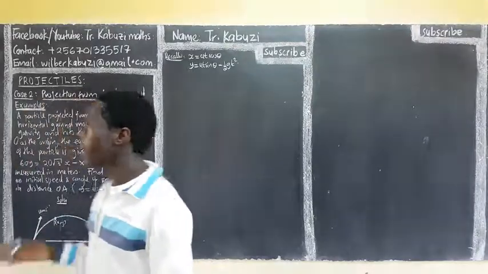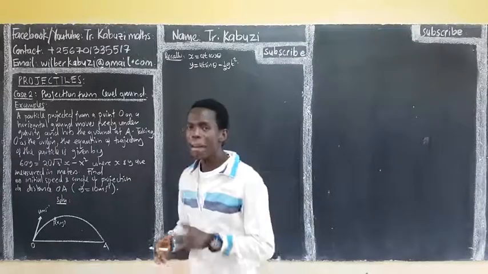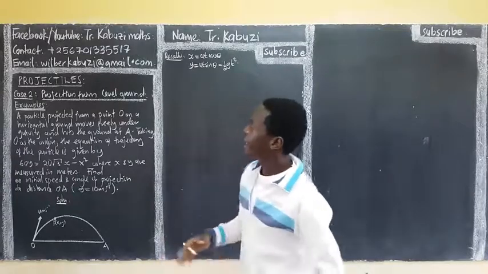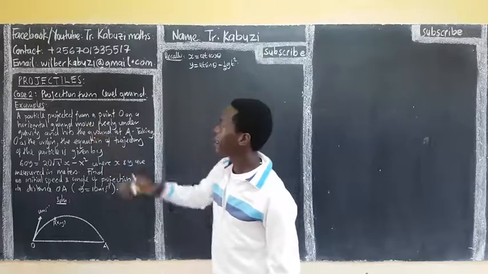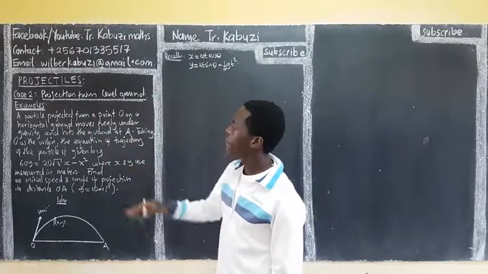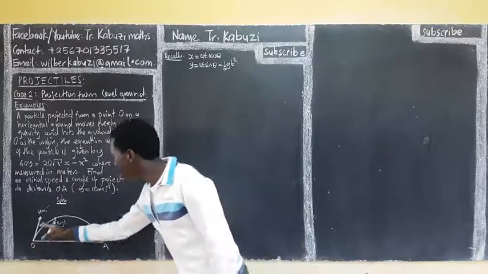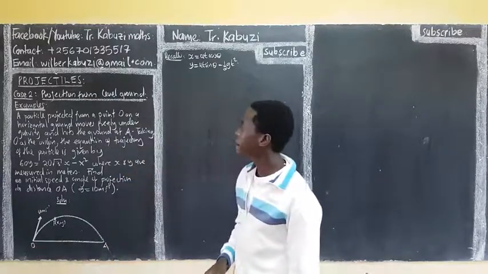Okay, now members, we are going to see how we handle this question. Looks funny, but it's a bit tricky, let us go through it. A particle is projected from a point O on a horizontal ground, moves freely under gravity and hits the ground at A. So it's from here and it's a ground at A.